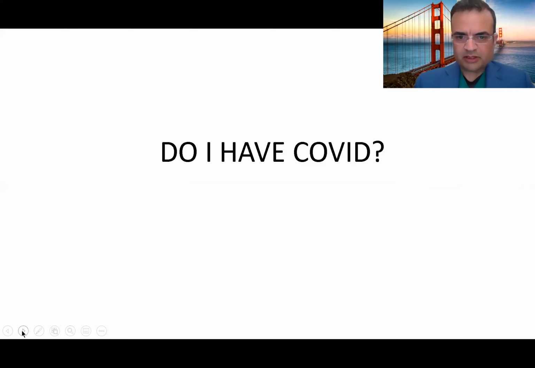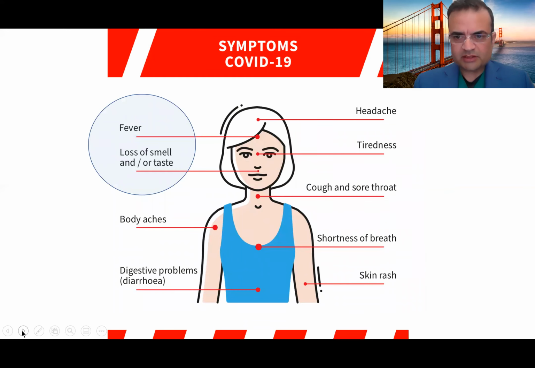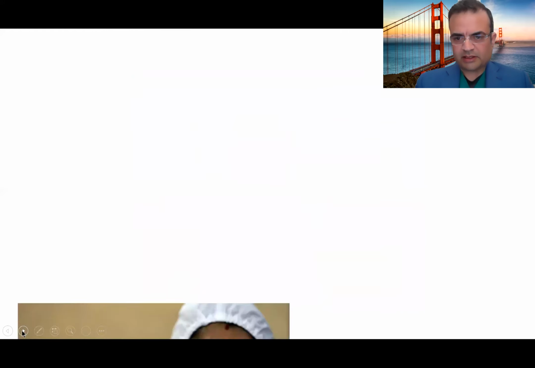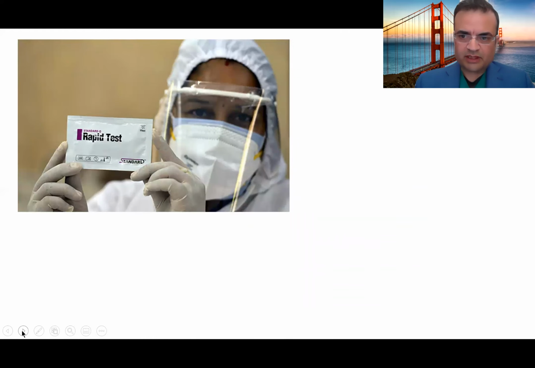Next, we talk about how do I know if I have COVID. The two commonest symptoms are fever and loss of smell and taste. So if you have these symptoms, then immediately get yourself COVID tested. Other symptoms could include headaches, being fatigued, cough, sore throat, body aches, and things like that. First thing you can do is a rapid test. These results can come back within an hour or two if you have it readily available. Unfortunately, if it is negative, it doesn't completely rule out COVID. So still continue to be careful. Don't presume just with a rapid test that you don't have it.